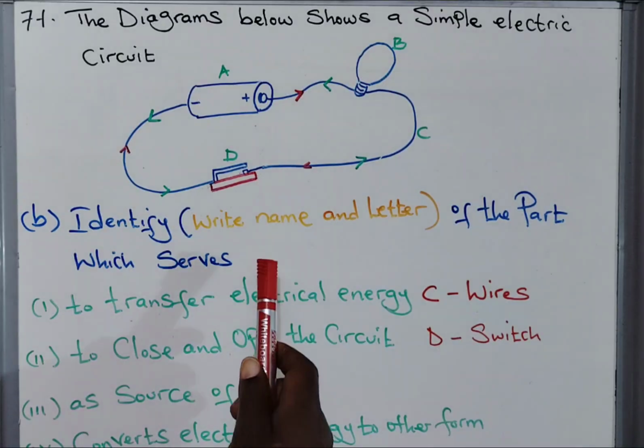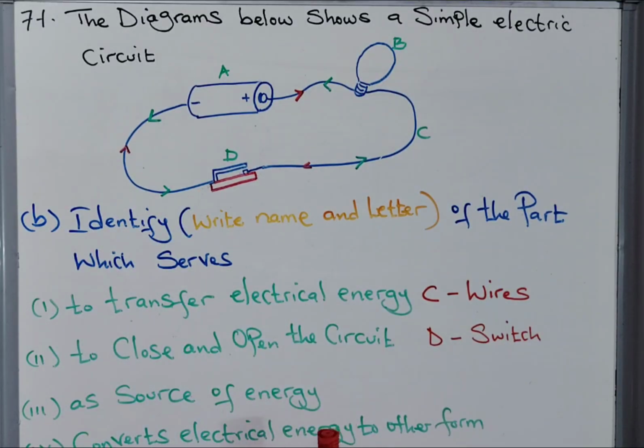Serves as source of energy. What part is serving as source of energy? The answer is A. And what is it? Cell. Remember, 1 is a cell. If there are many in an assembly, we call them battery. Then we come to this one. Converts electrical energy to other form. And that part is B. And what is B? Bulb. Our bulb converts electrical energy to light and heat.